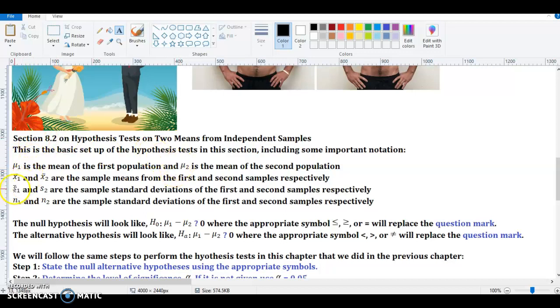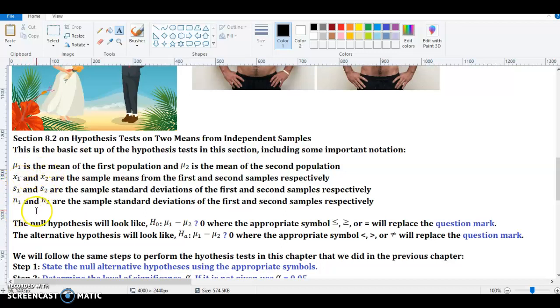x bar 1 and x bar 2 are the sample means from the first and second samples respectively. You will have these values, or you can calculate them from the data. Likewise, s1 and s2 are the sample standard deviations of the first and second samples respectively. Remember, the lowercase letter s represents the standard deviation of a sample. Likewise, x bar represents the mean of a sample, but because we're dealing with two samples, the subscript tells you which sample it refers to, the first or the second.